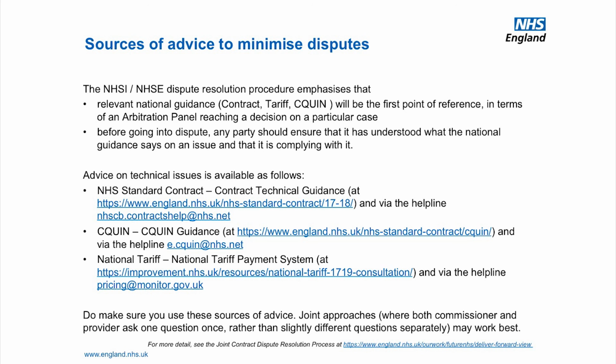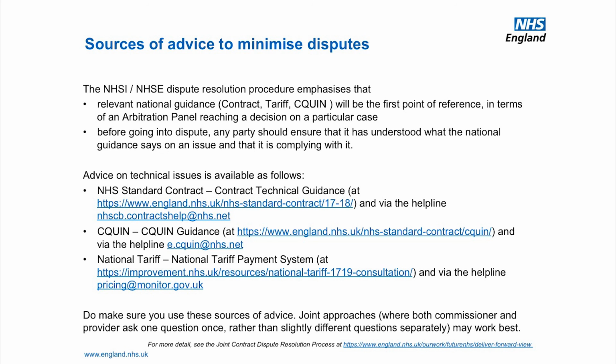So where can you get advice on those sorts of technical issues? As Michelle was saying earlier, there's an awful lot of that in our standard contract technical guidance, which is available on the website. If the technical guidance doesn't provide you with the answers, do email our contracts help email address. There are similar addresses and sources of advice and guidance on the slide now relating to CQUIN and the national tariff system. Clearly, if you approach any of those email addresses with a question, you'll get a response. But do bear in mind that if a commissioner asks one question one way, with one bit of backing information, and the provider asks a slightly different question a slightly different way, giving slightly different information, don't be surprised if you get slightly different responses.